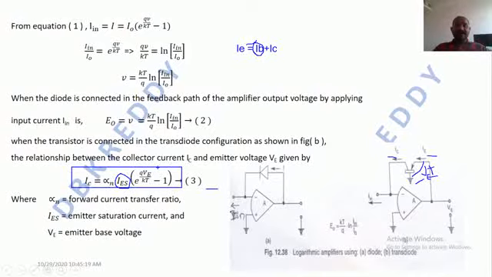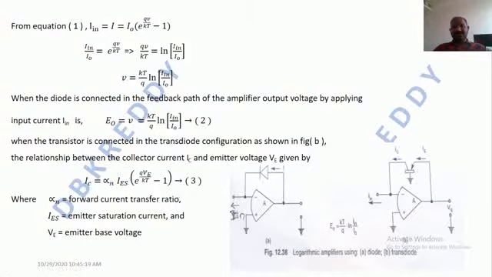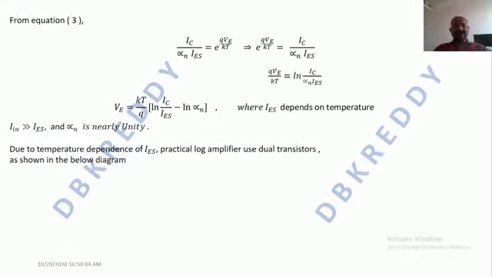Now again, as in the previous case, I would like to do some mathematical calculations. This is equation number 3. In the next slide I'm taking equation number 3 and going through the mathematical calculation. We have IC equals alpha_n IES of e to the power of QV by KT minus 1. Let me go back to the previous slide.